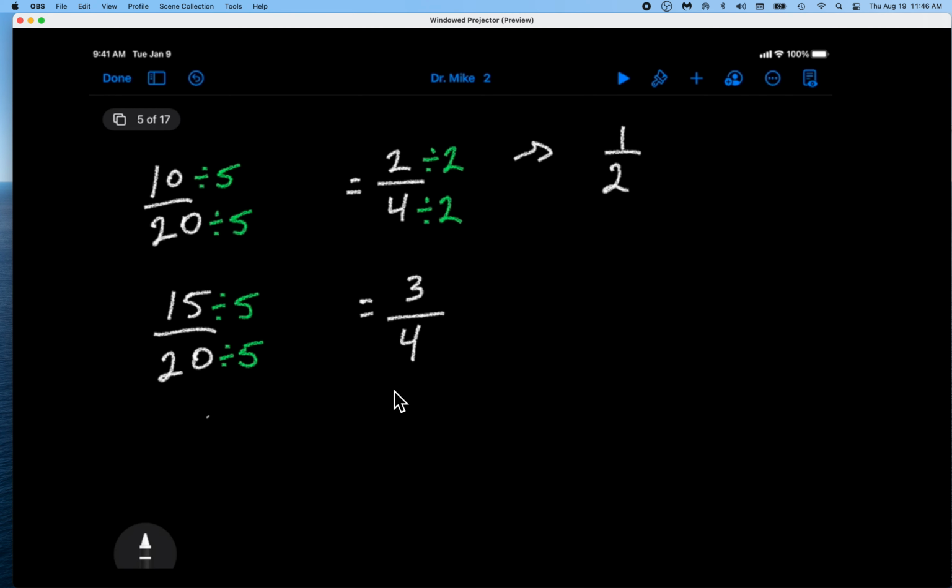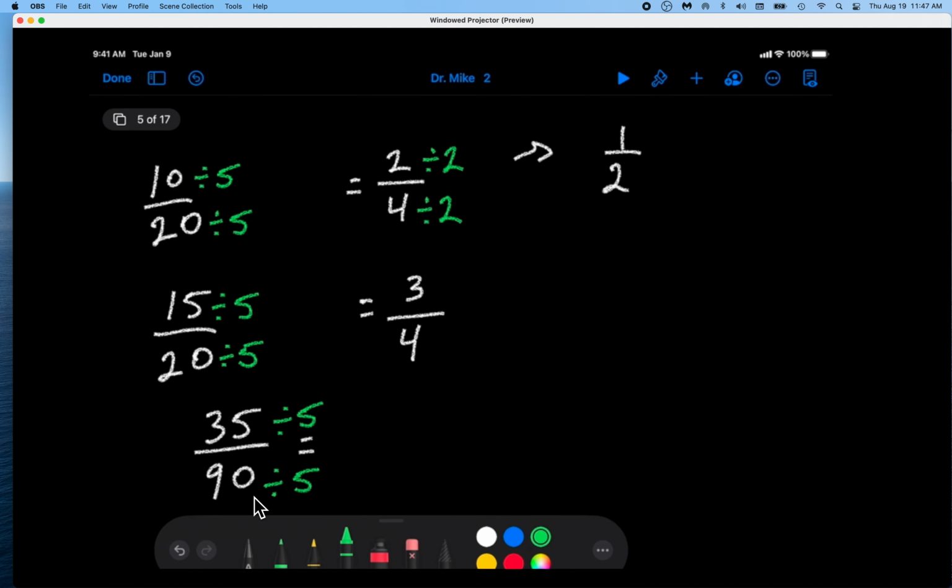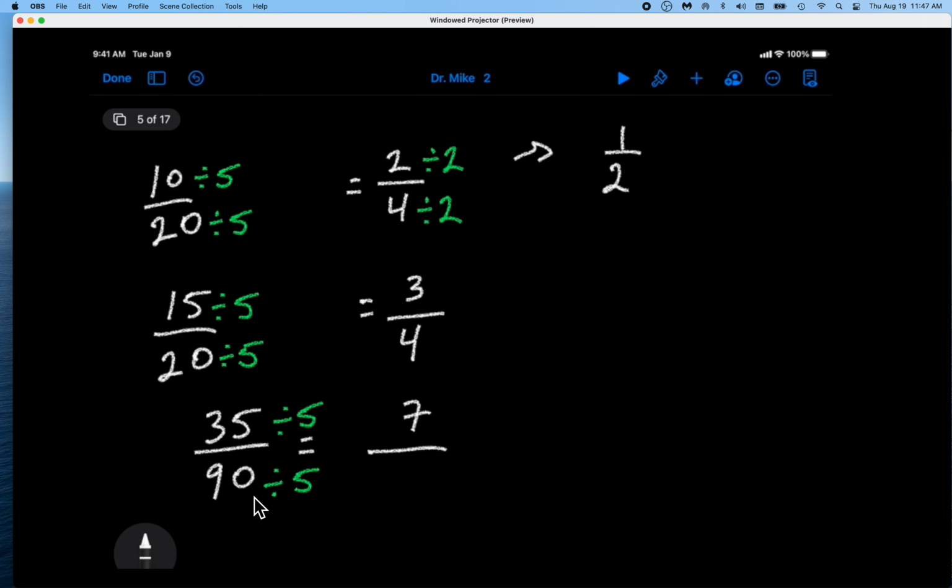How about this one? What jumps out at you here? One of them ends in a 5, one of them ends in a 0. Therefore, by definition, what can we use as a green number for both of them? None other than 5. 35 divided by 5, we know that to be 7. What's 90 divided by 5?